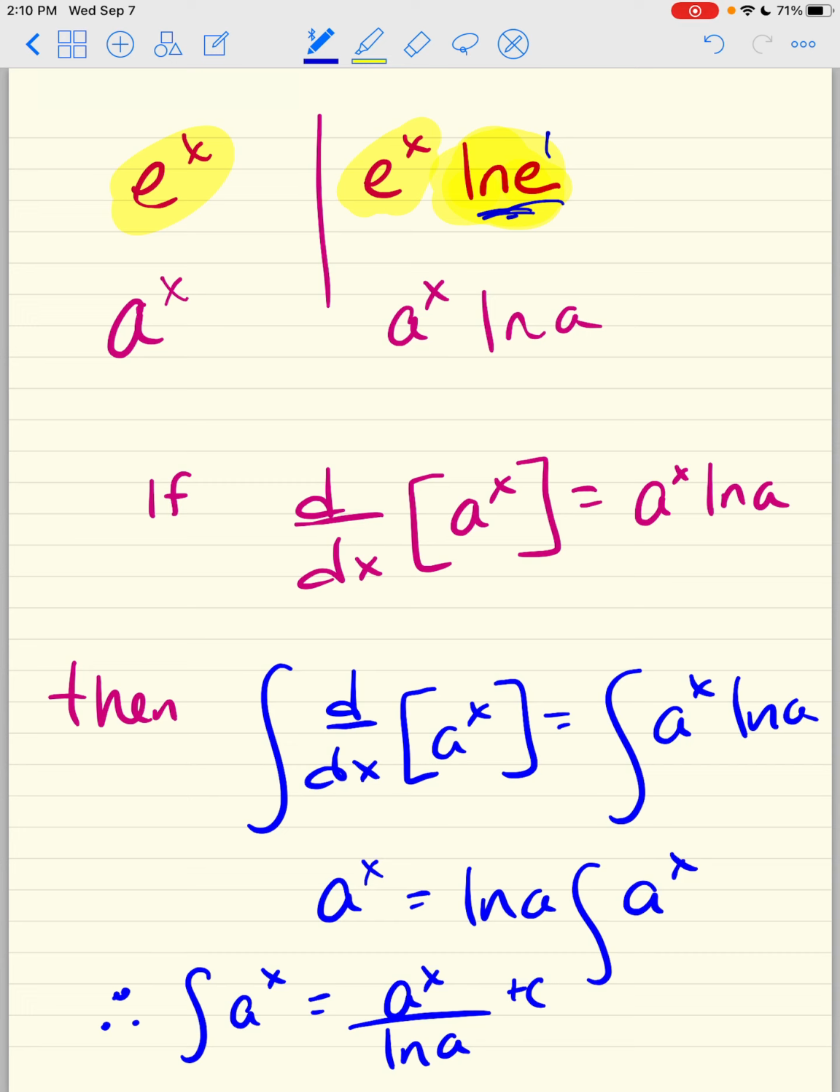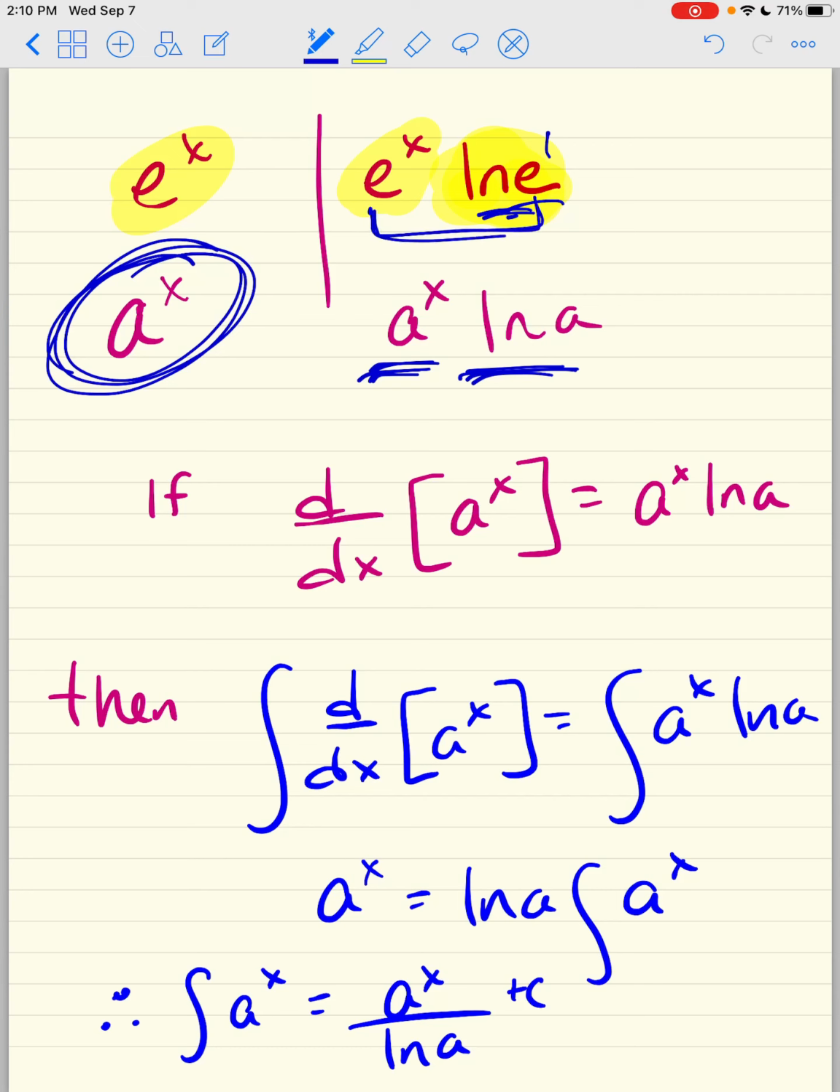When you have a number other than e, remember e is 2.718. If you have a number like 2 to the x, or 4 to the x, or pi to the x, the derivative is a to the x times the natural log of a. Remind yourselves that these have to match. Again, we don't show it here because that's just 1. So if I wanted to say what is the derivative of a to the x, you would say a to the x natural log of a.